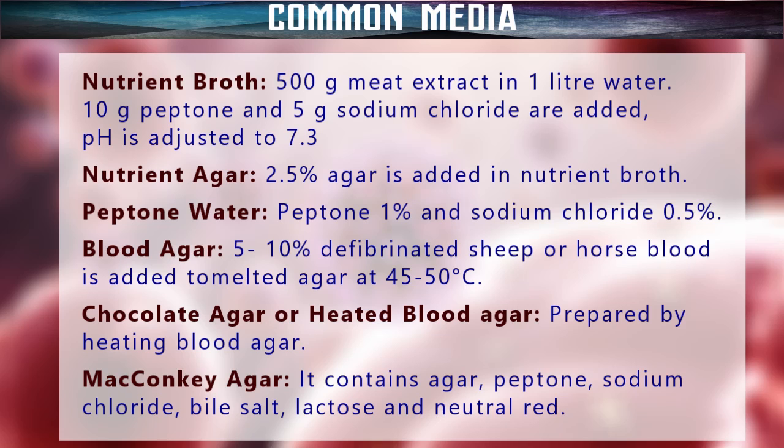Next is chocolate agar, which is prepared by heating blood agar. It is used for culture of pneumococcus, gonococcus, meningococcus, and Haemophilus. Heating the blood inactivates inhibitors of growth. Next is MacConkey agar, which is one of the most commonly used media for Enterobacteriaceae. It contains agar, peptone, sodium chloride, bile salt, lactose, and neutral red. It is a selective and indicator medium.